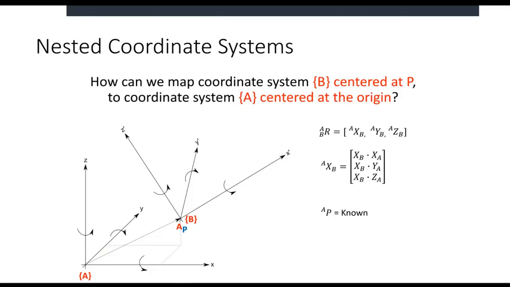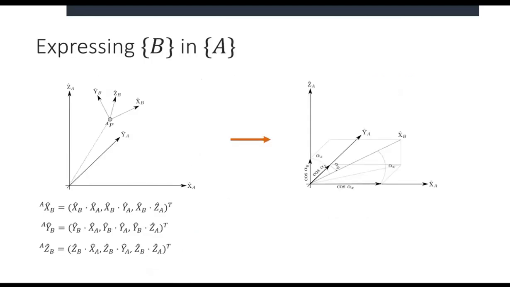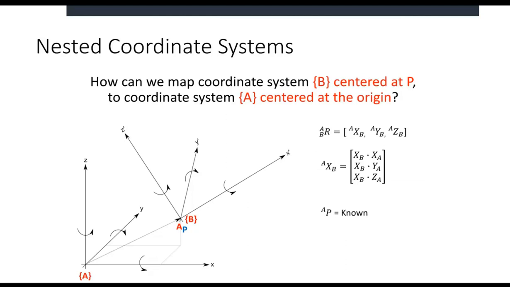Okay. I mean, if you're doing three dot products for each of the axes, that's just matrix multiplication. The rotation matrix that we end up with is a matrix that we're going to multiply into points to translate between coordinate systems. And we'll go through a couple of examples in just a few slides.